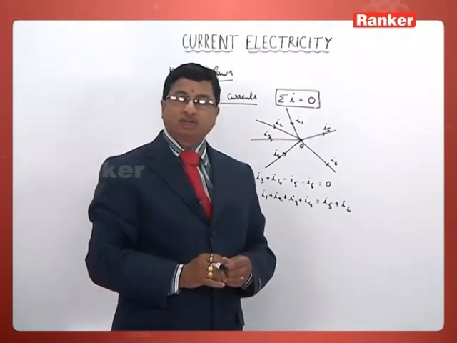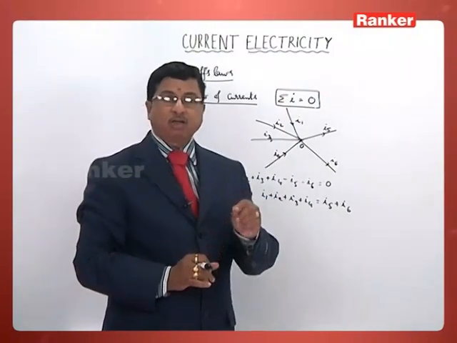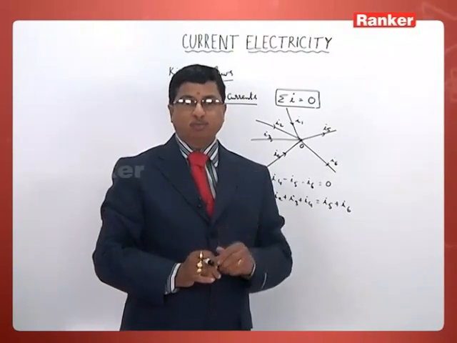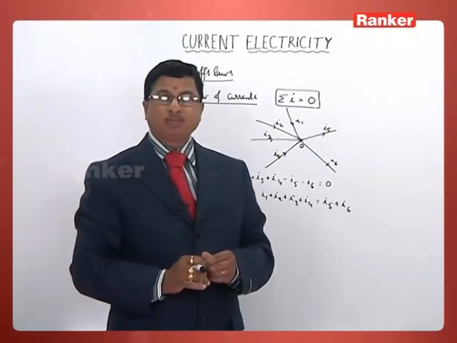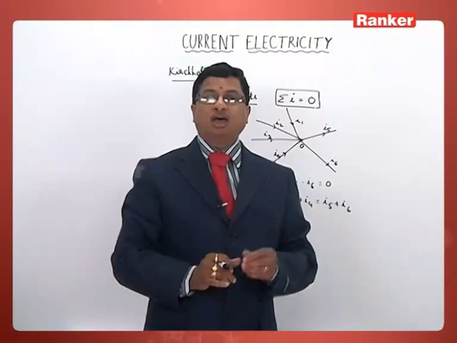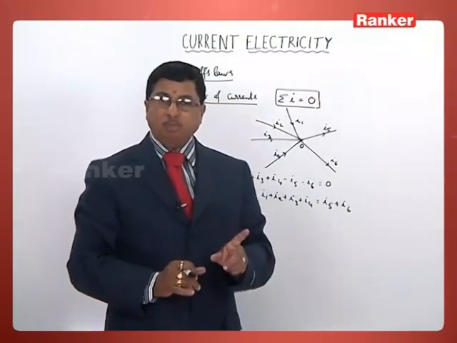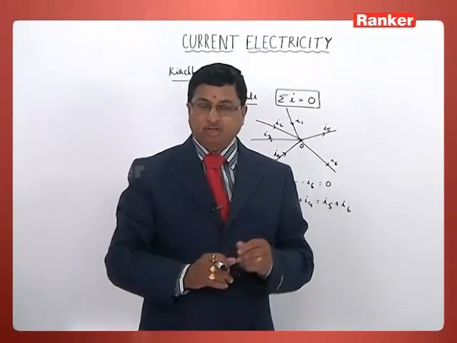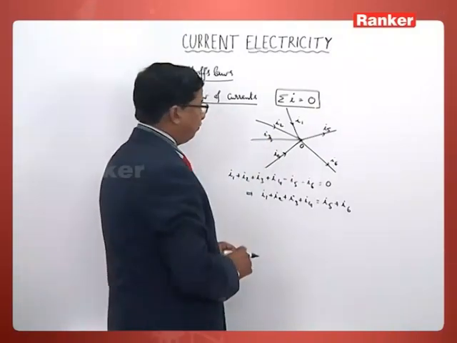In other words, we can say the algebraic sum of currents across any junction in any circuit will be 0. One theoretical importance of this equation is this: it is a direct application of law of conservation of charge. So theoretically, one should remember this is according to the law of conservation of charge. That is the importance of the first law of Kirchhoff.